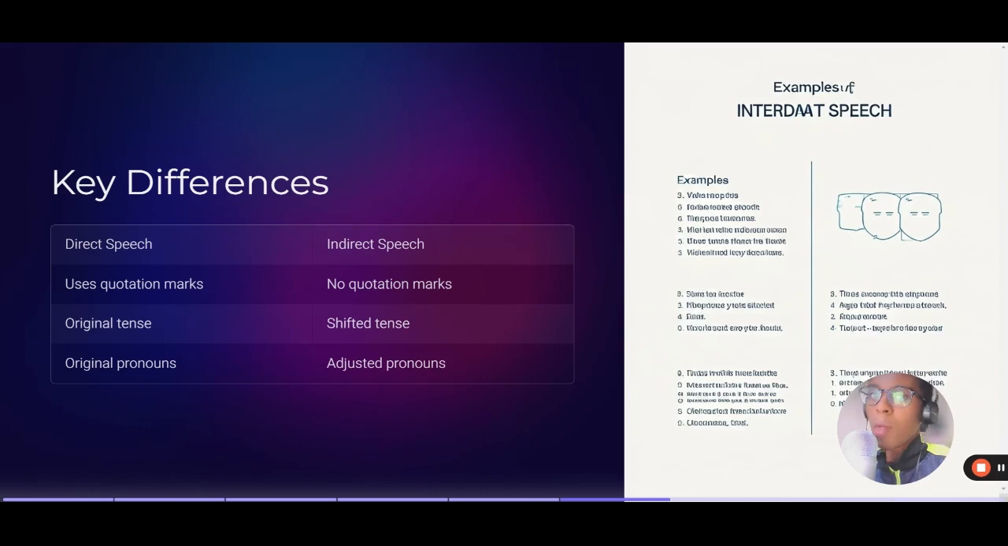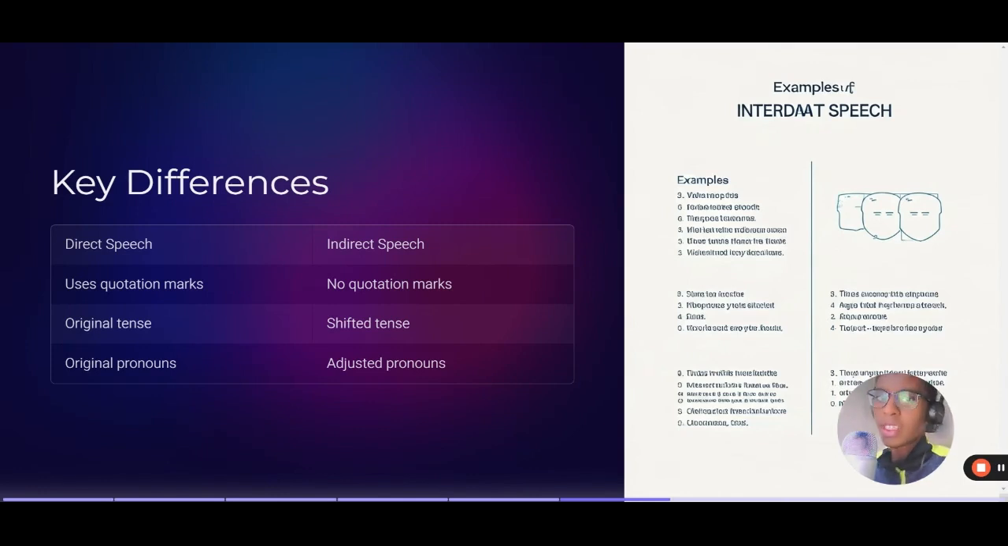Moving on, pronouns and possessives also change in indirect speech. They adapt to match the perspective of the person reporting. For example, if someone says, "I will meet you at my house," it changes to, "He said that he would meet me at his house."